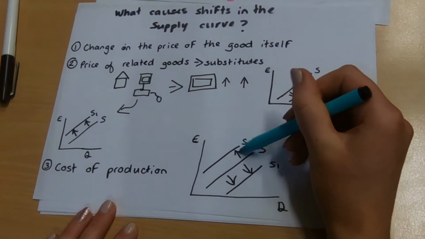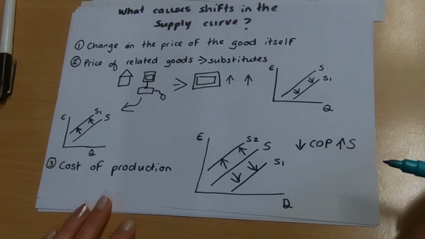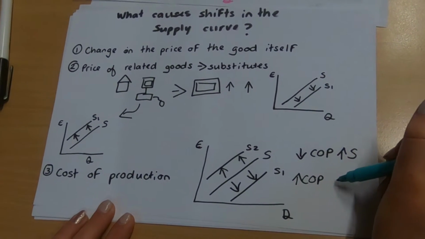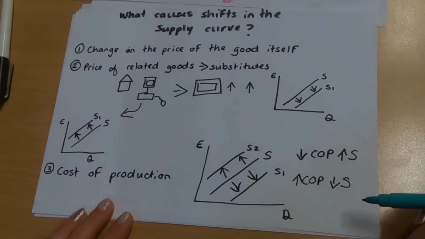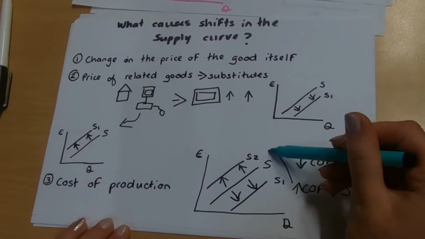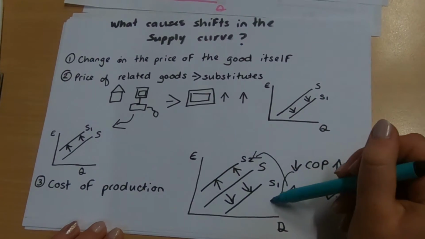However, an increase in the cost of production, such as an increase in the cost of raw materials, will cause a decrease in supply. So therefore the supply curve will shift inwards, and this is represented in S2.